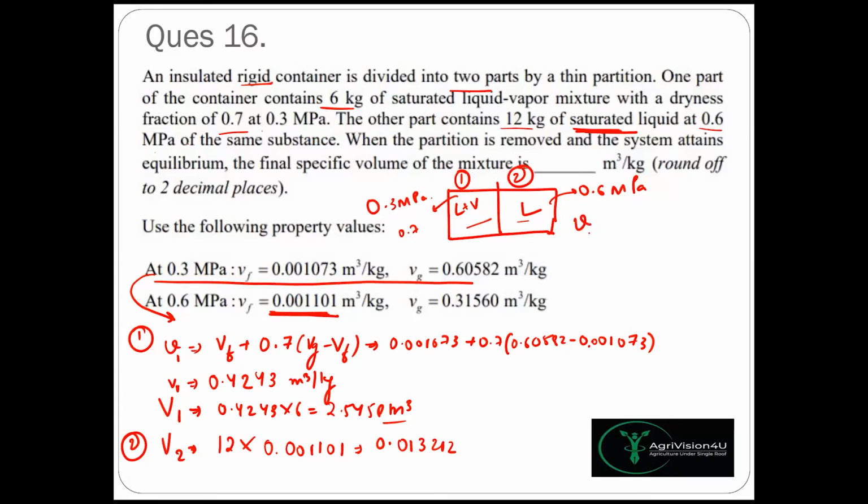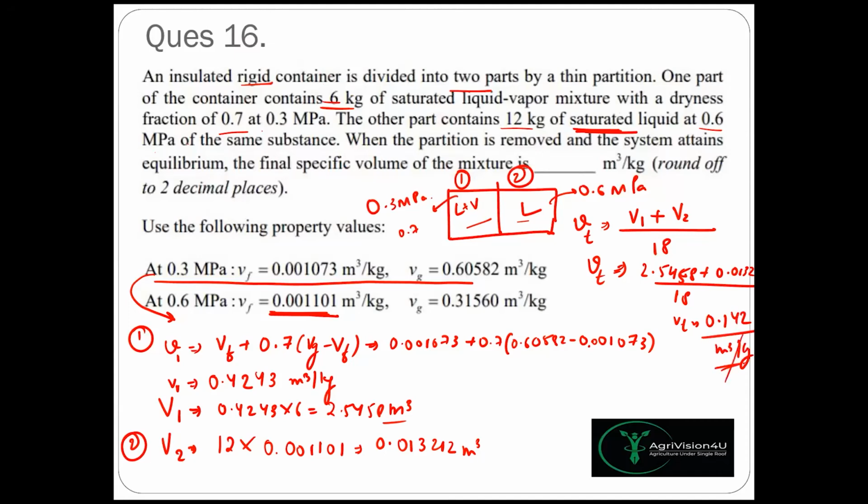Okay. Now we have to find out the specific volume of this entire mixture. So the specific volume of this entire mixture would be equal to the volume in the first part plus the volume in the second part, divided by the total mass. Total mass would be 6 plus 12, that is 18. That means the specific volume of this total mixture after the equilibrium would be equal to 2.5458 plus 0.0132 divided by 18, since the volume here was in meter cube. So the specific volume of this expression would be 0.142 meter cube per kg, which would be the answer for the specific volume of this entire mixture.